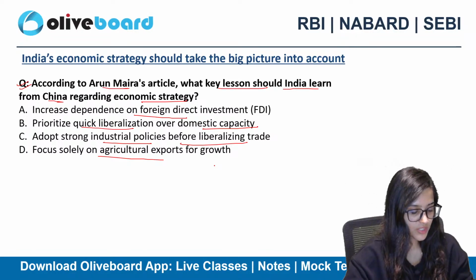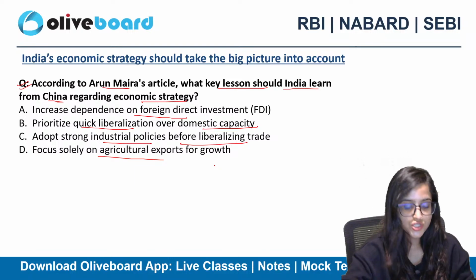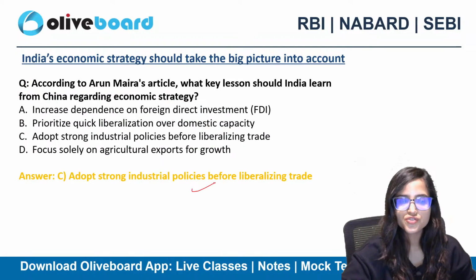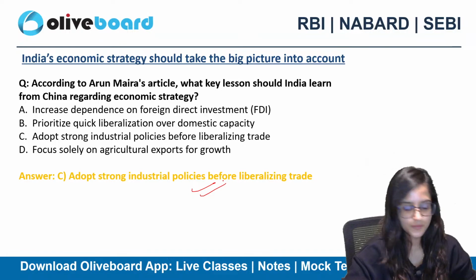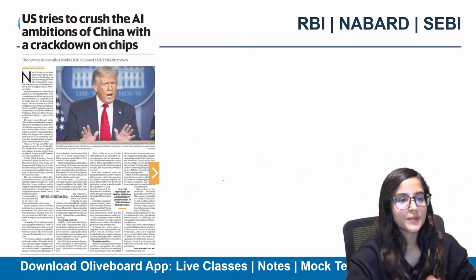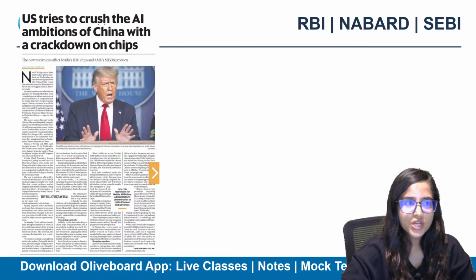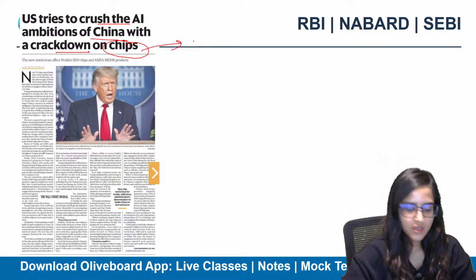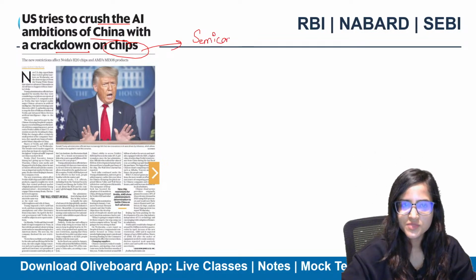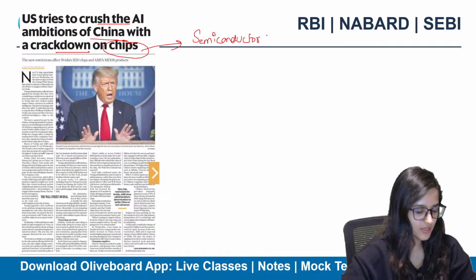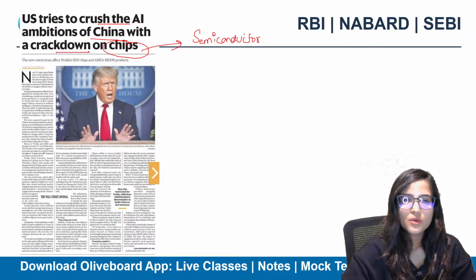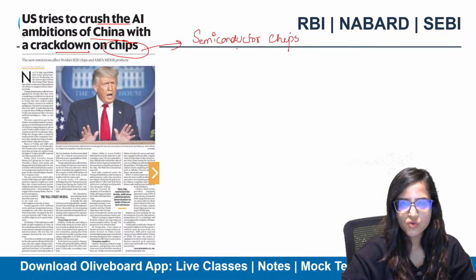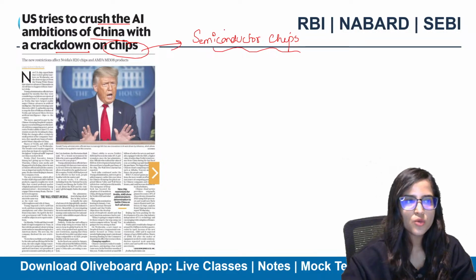Absolutely correct, Anurag, Manish, Kaustav, Rahul, Nehal, Prachi, Romil, very good. Adopt strong industrial policies before liberalizing trade. Okay, let's go next. US tries to crush the AI ambitions of China with a crackdown on chips. Now which chips are being talked about here? Not the edible chips, okay, we are talking about semiconductor chips here. Yes Chetan, right, we are talking about semiconductor chips over here.